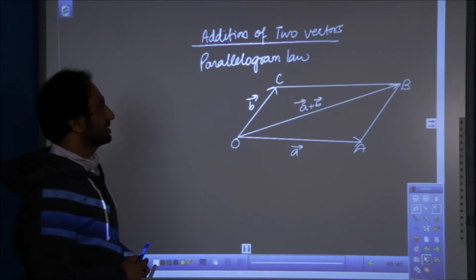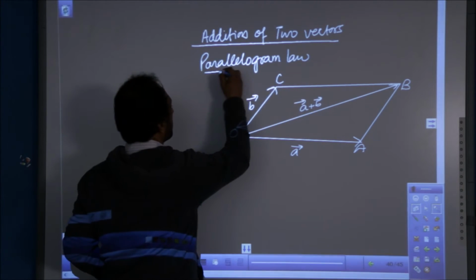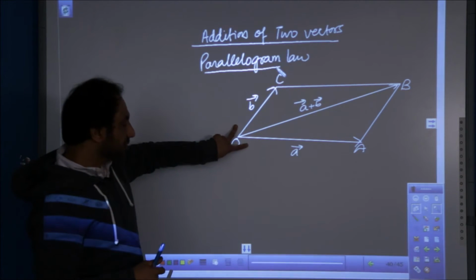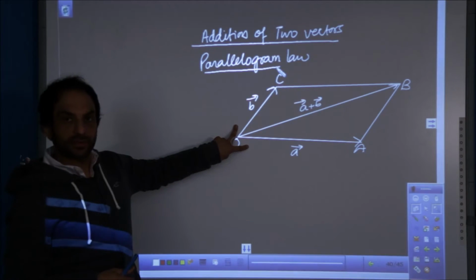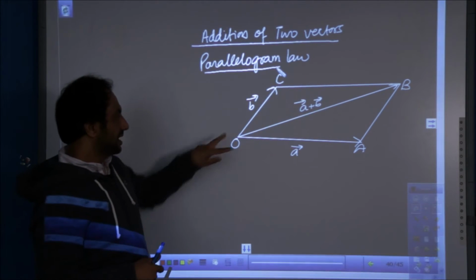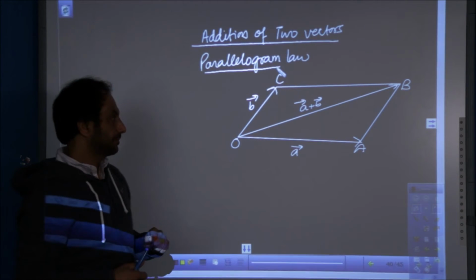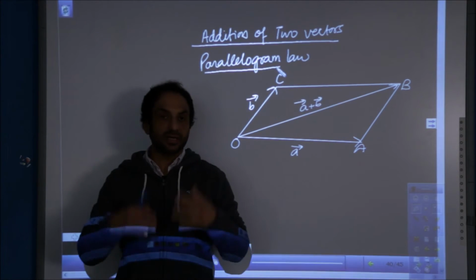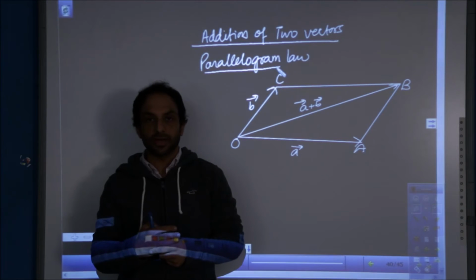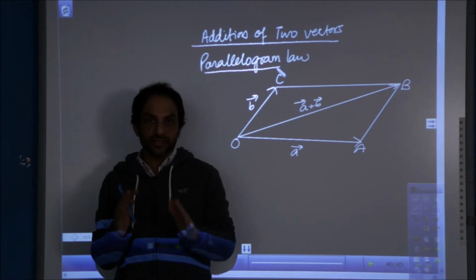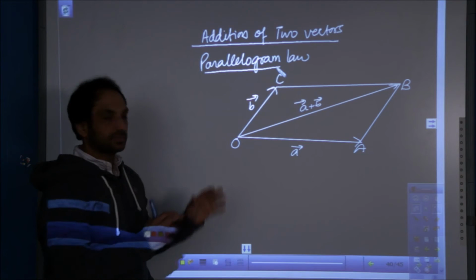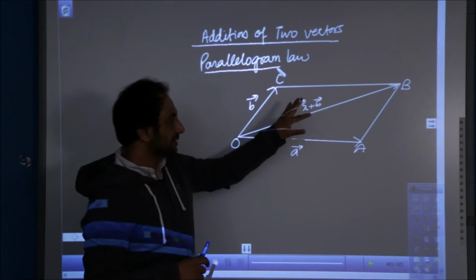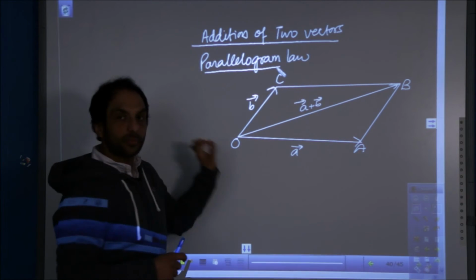Addition of two vectors, parallelogram law. You can see that we have a parallelogram and we have taken two adjacent sides of the parallelogram as two vectors, and they are co-initial vectors. So if A vector and B vector are represented as the adjacent sides of the parallelogram in magnitude and direction, then their sum, that is their resultant, will be given by the diagonal directed from the same point.